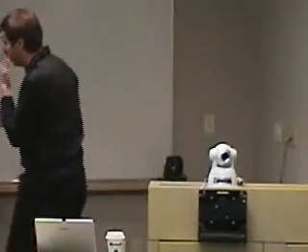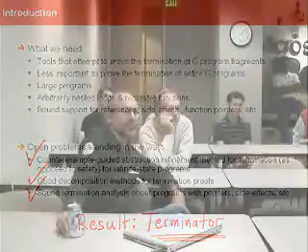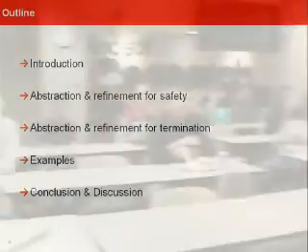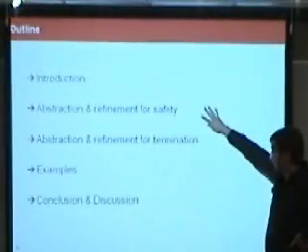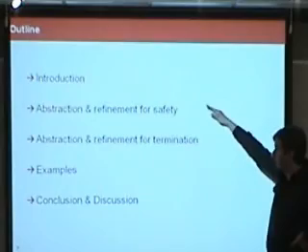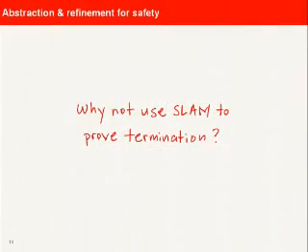So I think that we've now solved all these problems, basically, right? And we have a tool now called Terminator, which is the result of this work. Okay. So what I'm going to do is review SLAM, but just very briefly because this crowd knows SLAM pretty well. And then I'm going to talk about how to do abstraction refinement for termination. I'll show you the algorithm that Terminator implements and then show you some examples.